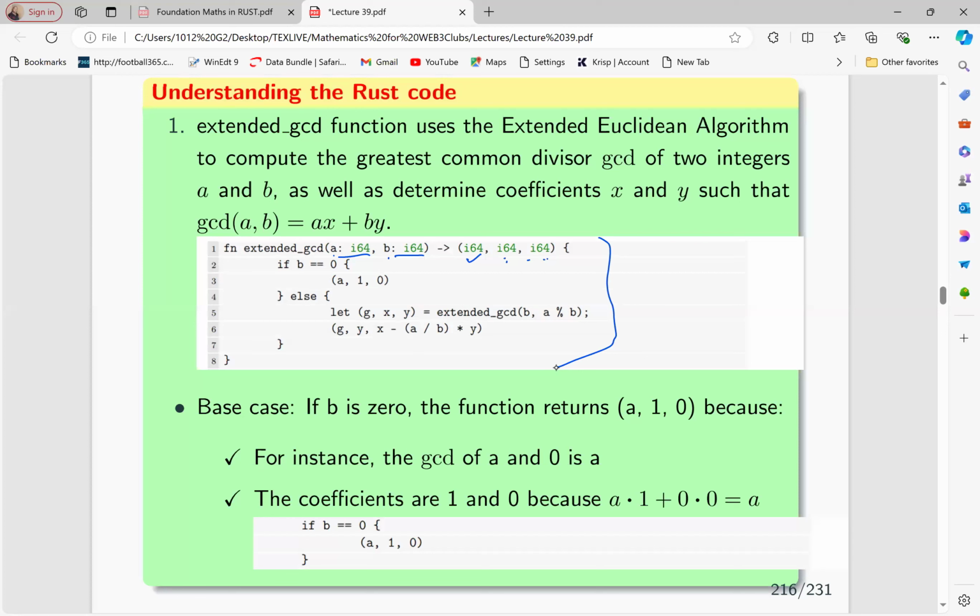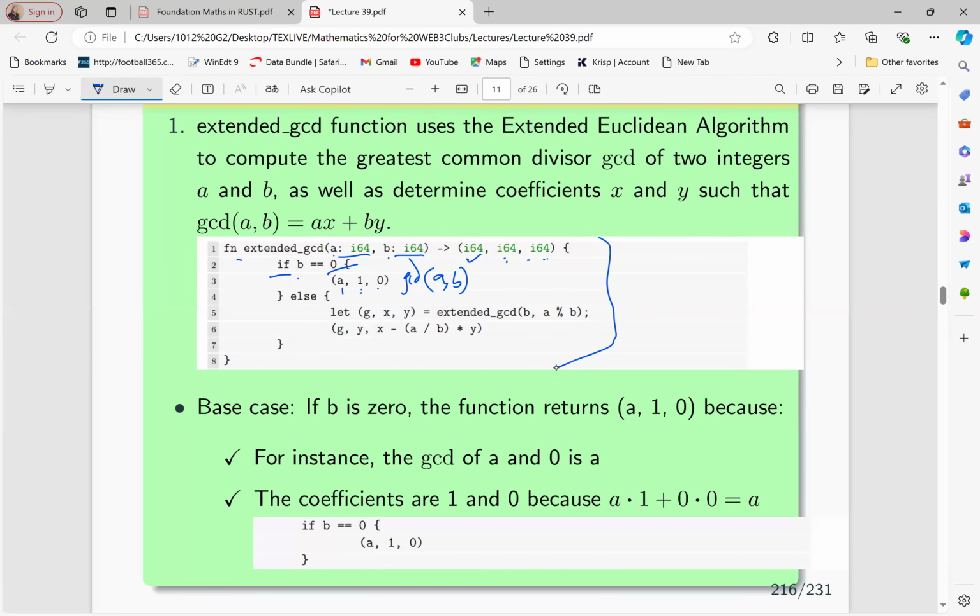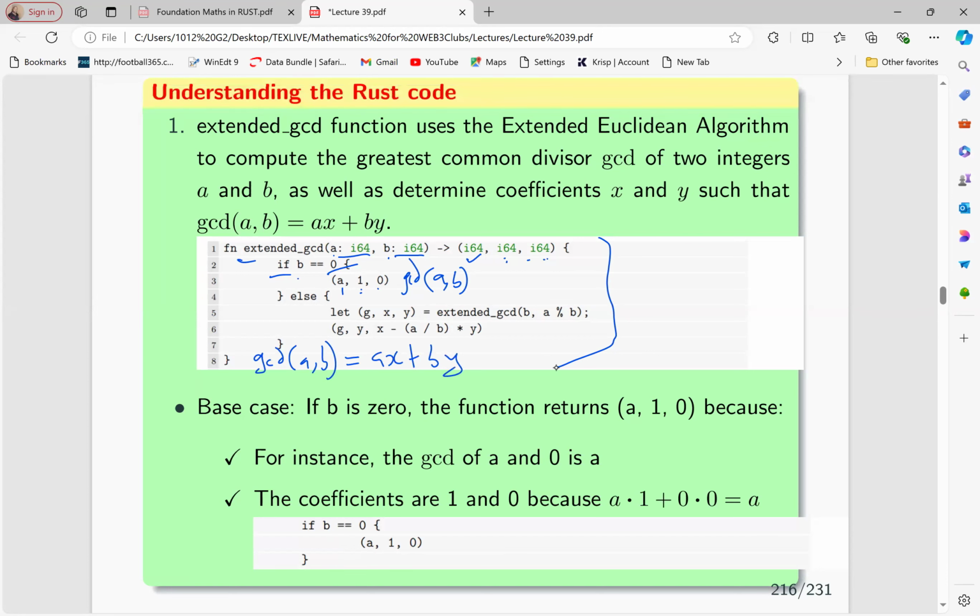Now, in cases where B is 0, so you have A and B, you want the GCD. And supposing B is 0, that's why it says if B is 0, then it will give you A as the GCD and the coefficient of A, 1. And the coefficient of B will be 0. You see, the extended Euclidean algorithm always writes the GCD of two numbers in this form, so that the GCD of A and B can be written as A multiplied by X plus B multiplied by Y. Is that okay? That is what it does.